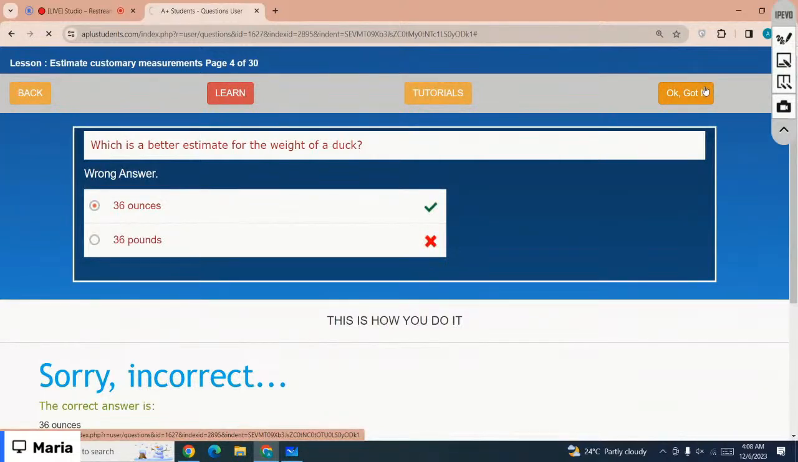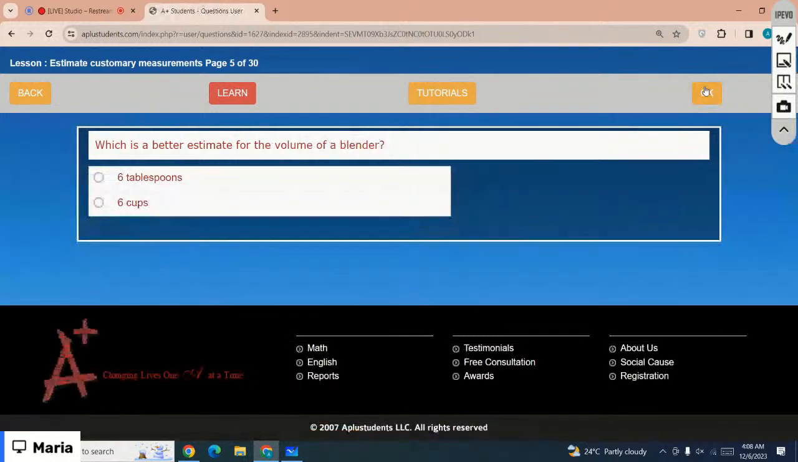Okay, got it. Which is the better estimate for the volume of a blender? 6 teaspoons and 6 cups. Which is the correct option? That is the blender, right? So the volume of the blender is 6 cups because teaspoons is too little for the blender. So that would be 6 cups. Got it?